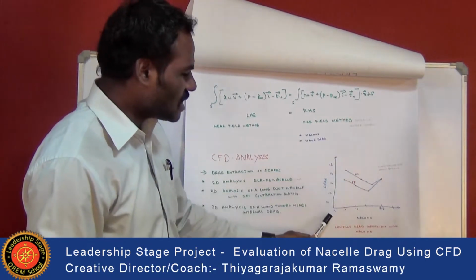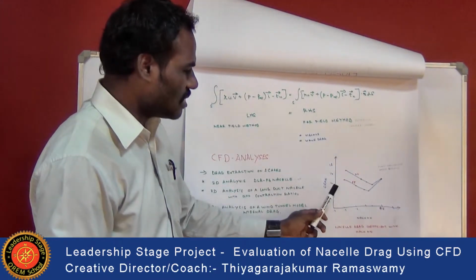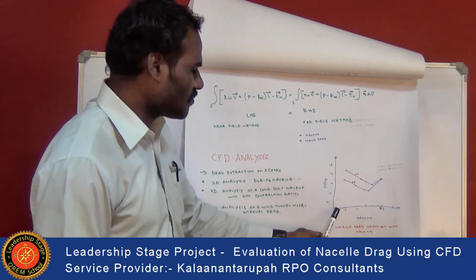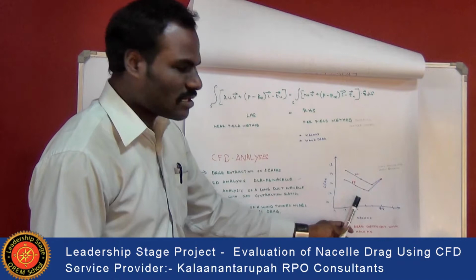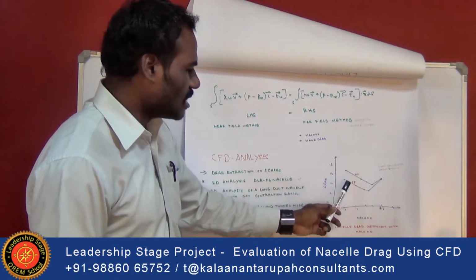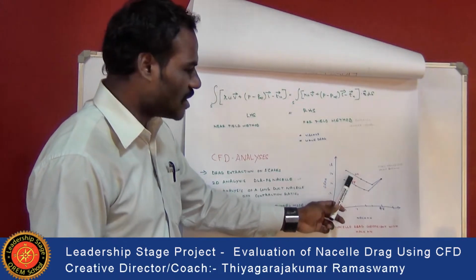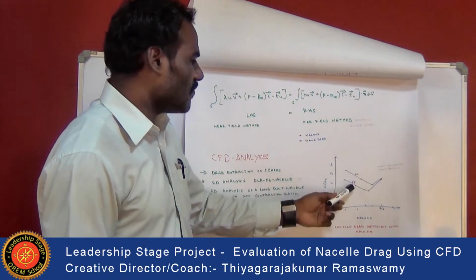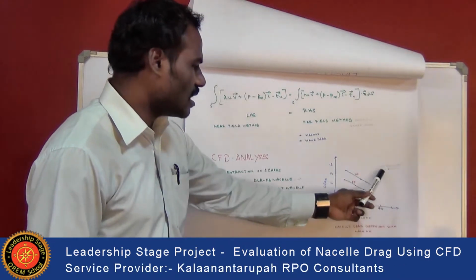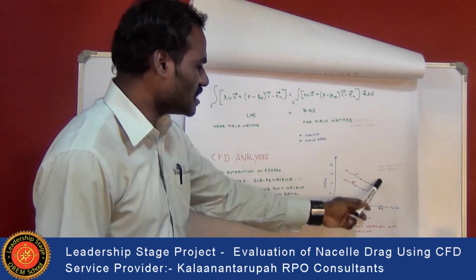With the increase in the Mach number, the graphical representation shows that the drag is increasing. There is a variation between the near field method and the far field method due to the finite trailing edge. Due to the finite trailing edge, there is a variation between the near field method and the far field method.